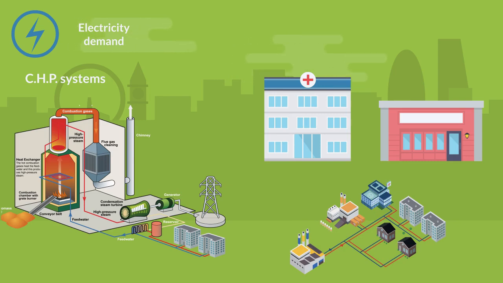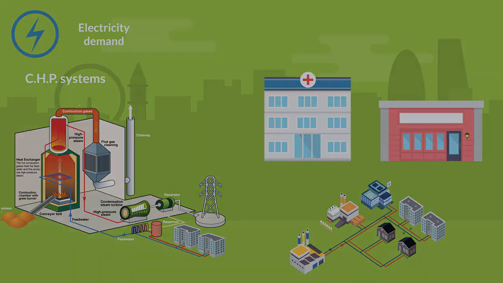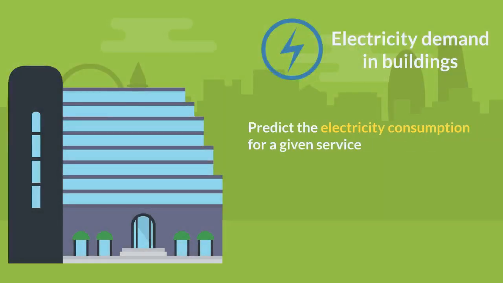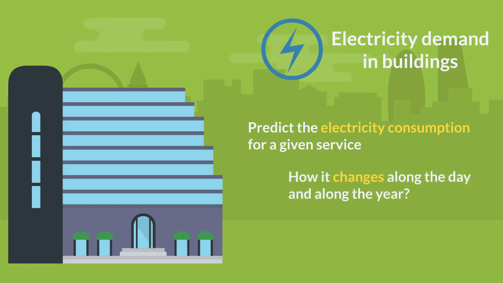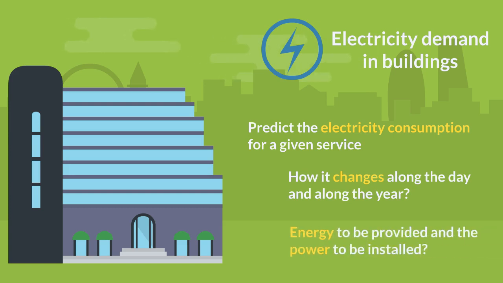The questions we will address are: how can we predict the electricity consumption for a given service that includes households and public buildings? How can the electricity consumption change along the day and along the year? How can we calculate the energy to be provided and the power to be installed? Obviously, there are different approaches.